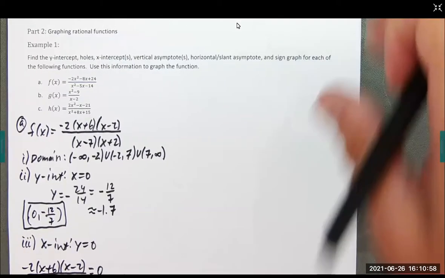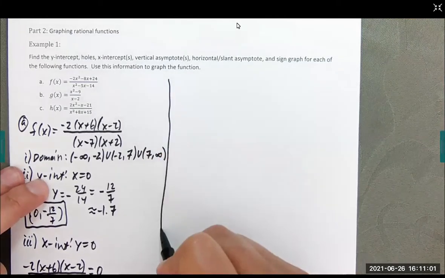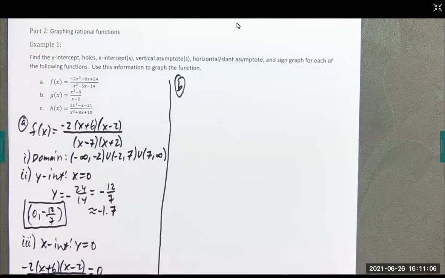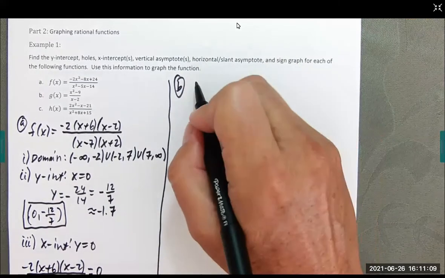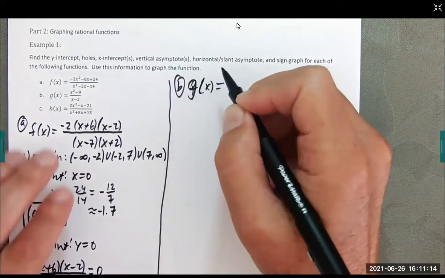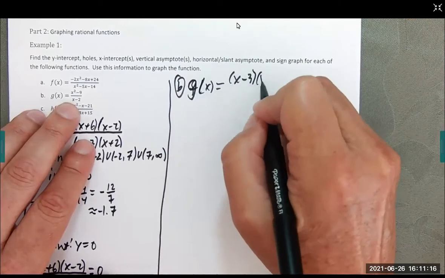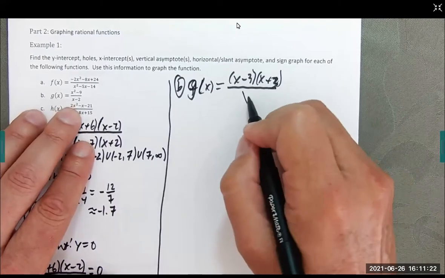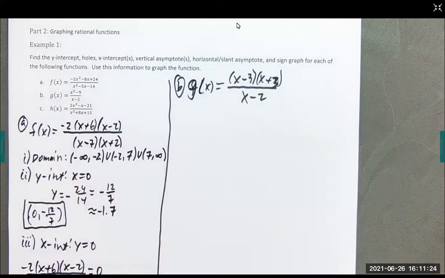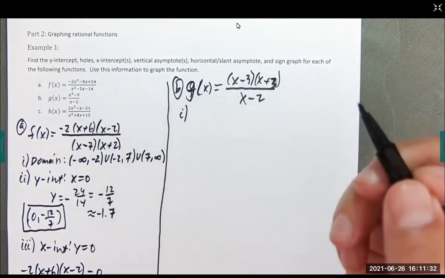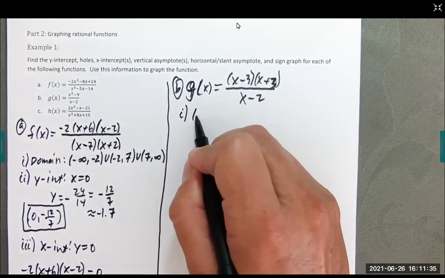All right, part B. So let's set this up. It looks to me like our function factored, that's g of x, is going to be x minus 3, x plus 3, over x minus 2. Okay, so our domain, first of all, nothing reduces out. So our domain is everything but 2.